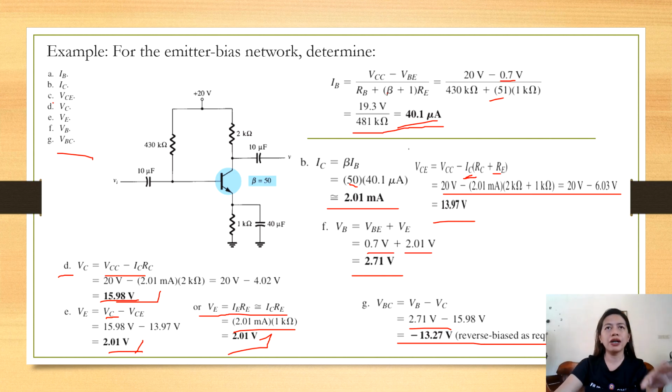The voltage across the base to the collector is reverse biased, while the voltage across the base and the emitter is forward biased, as it is an operating condition of a bipolar junction transistor. So that's it, class. That ends our discussion on the bipolar junction transistor emitter bias configuration.